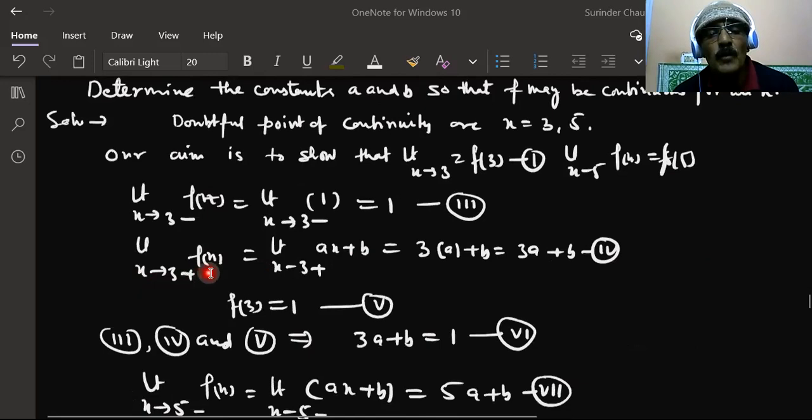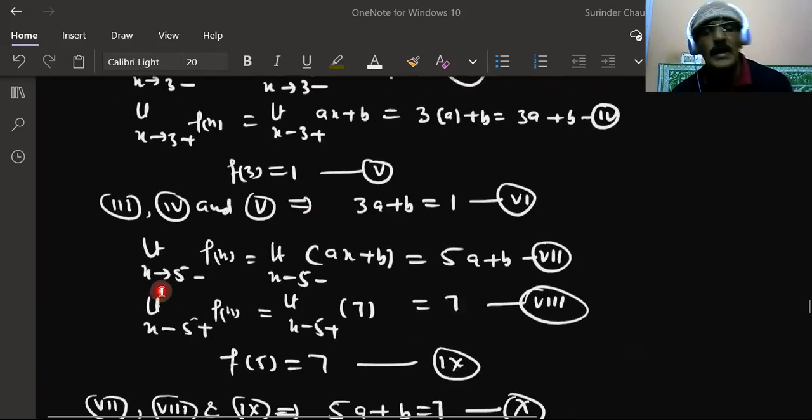The limit as x tends to 3 from the positive side is ax + b, which is 3a + b. Now f(3) is equal to 1. Because the function is continuous for all x, 3a + b must be equal to 1. That is our first equation.